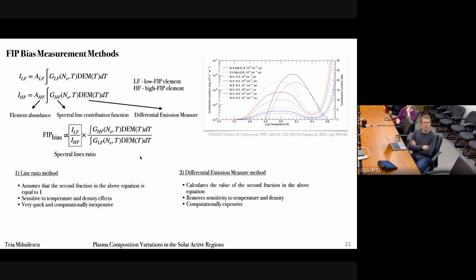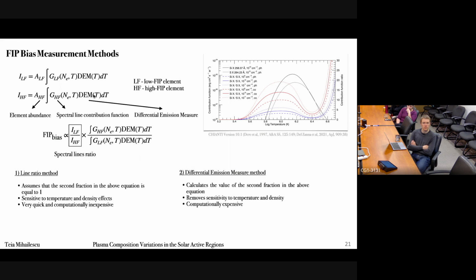Just before showing the results, I'll quickly describe the FIP bias measurement methods that we're using. The intensity of any spectral line is proportional to the abundance of the element producing the line, and also proportional to this term on the right, which is the contribution function times the differential emission measure. The contribution function shows the temperature response of a given line, and the DEM shows the plasma distribution as a function of temperature along the line of sight that we're observing.